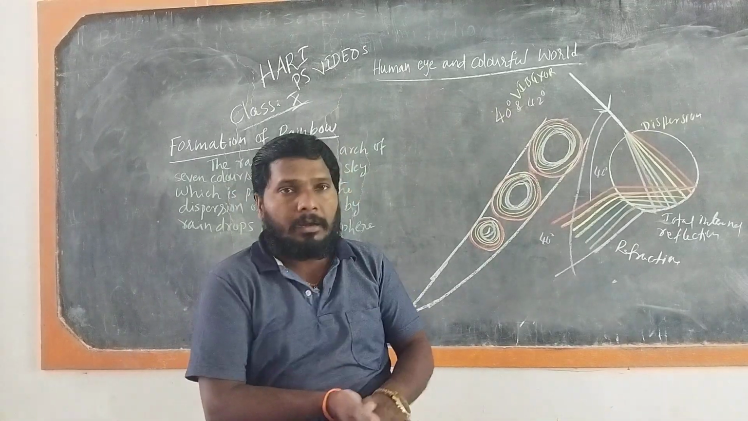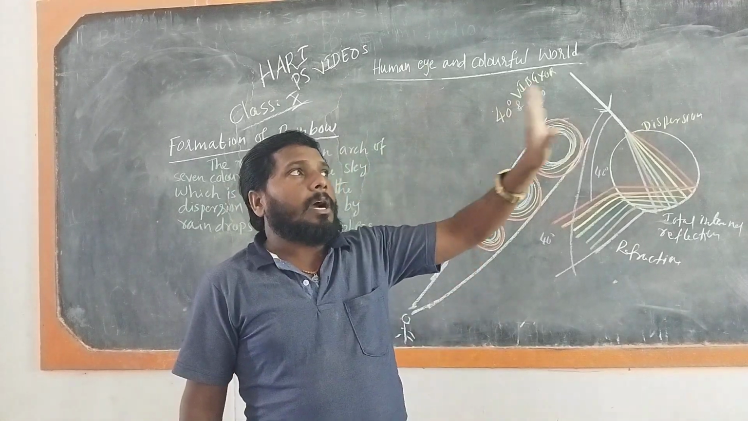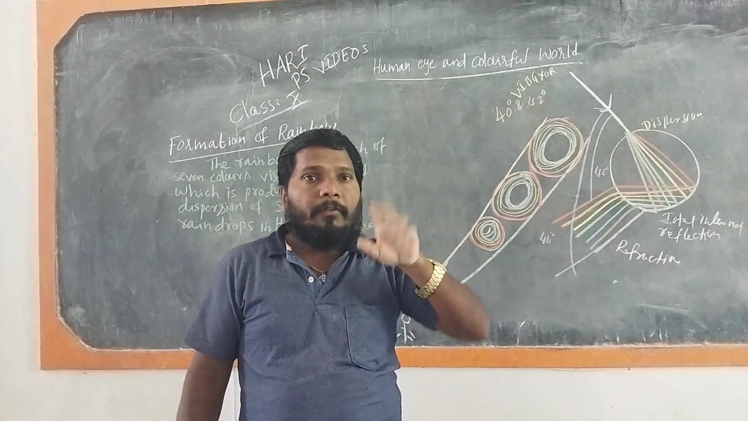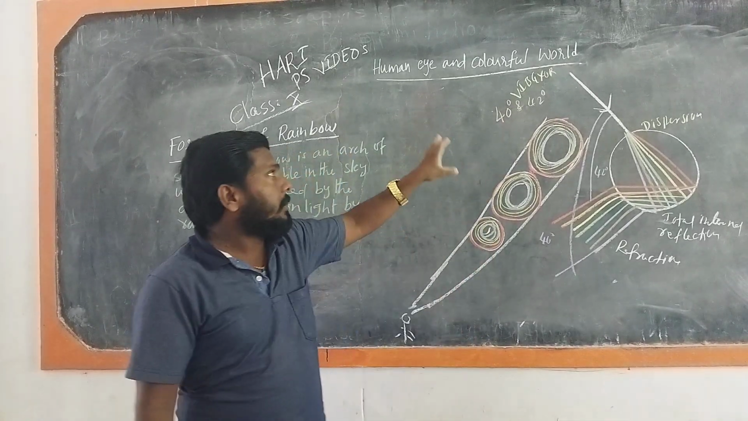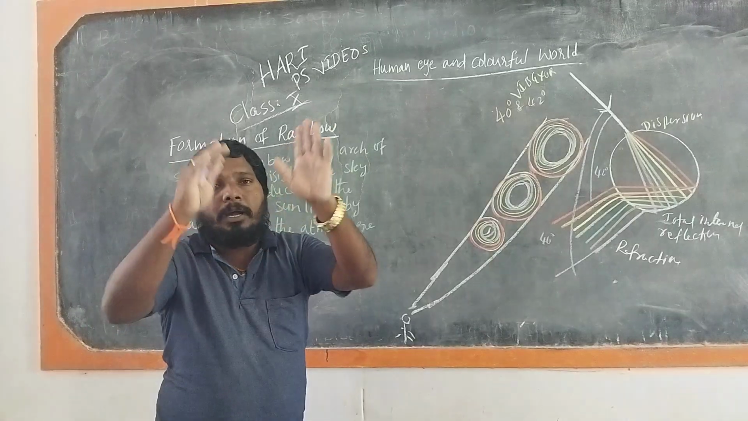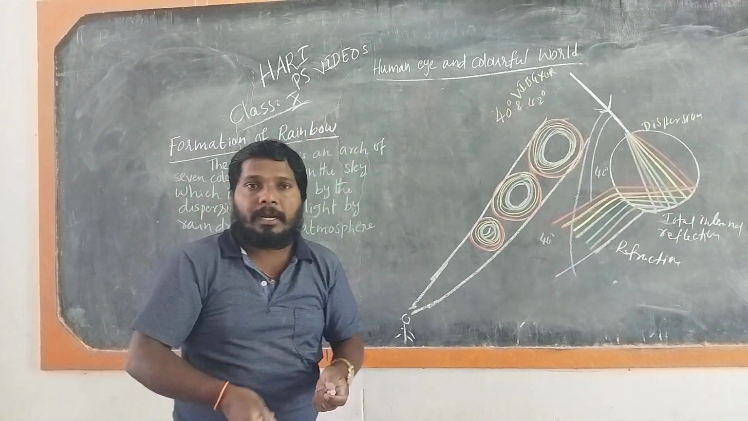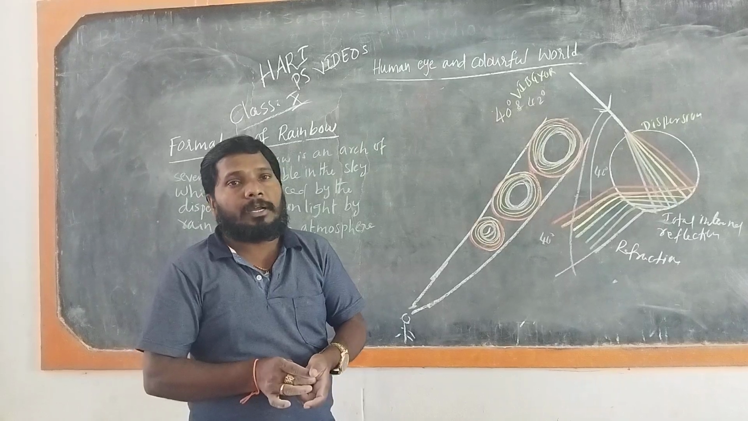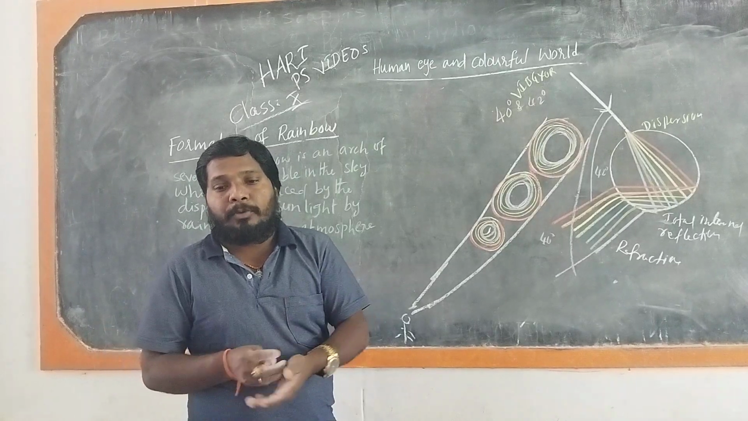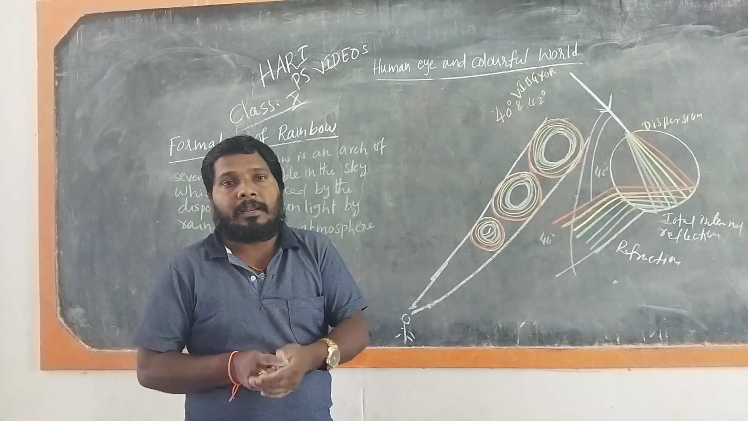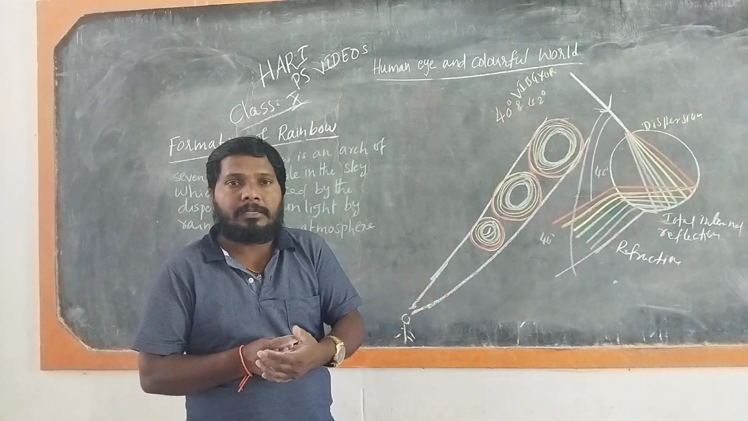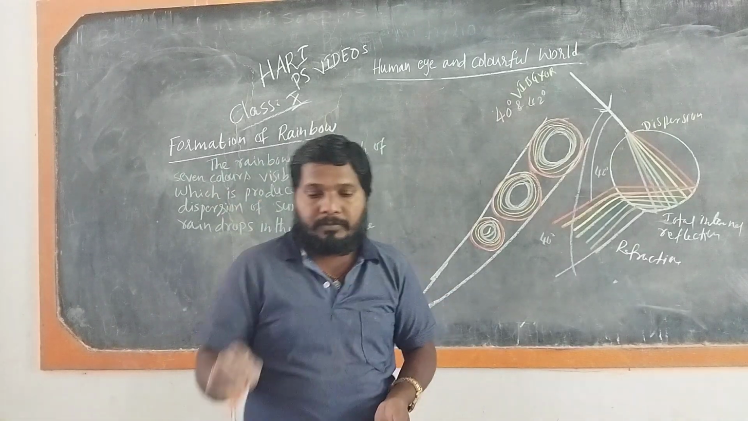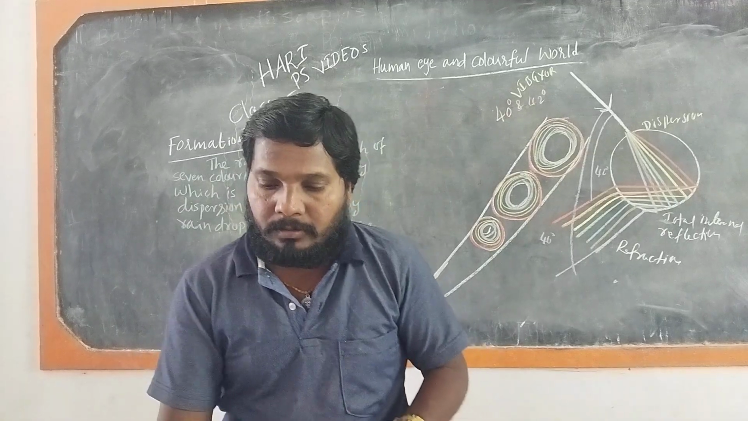That depends on the angle between the observer and the rainbow. When we look at different angles, we are able to see the remaining colors in the rainbow. Mostly we observe that we are able to see a maximum of 4 or 5 colors among these 7 colors. So it depends on the position of the observer.